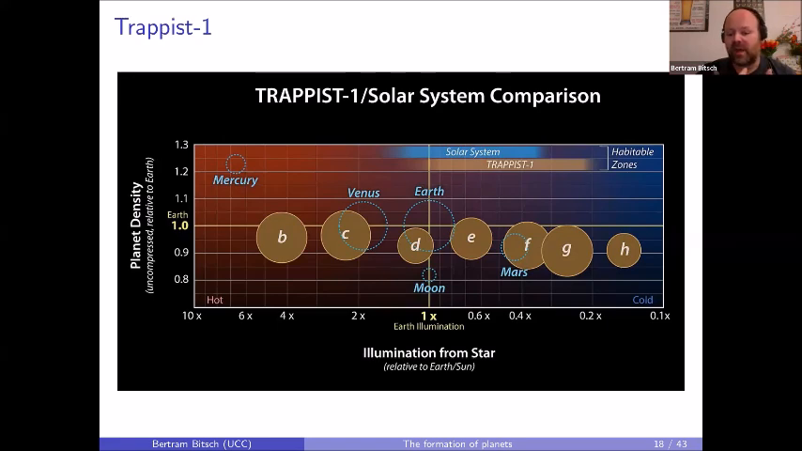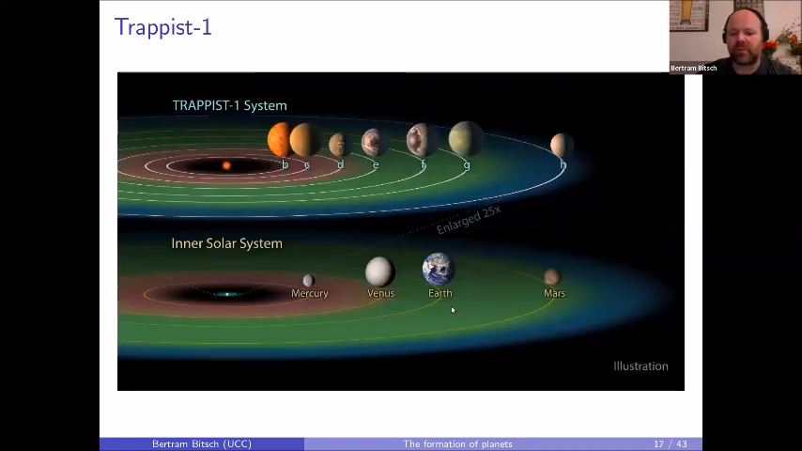And this allows us to make a comparison to our own solar system. So we have here the density of the planet in units of the Earth's density. So we normalize it to the density of the Earth. And on the x-axis, we have the illumination of the planet. So essentially, what is the illumination that you receive from the star? And you see the Earth, of course, it's at 1 Earth illumination. So this actually corresponds to this green area in this region.